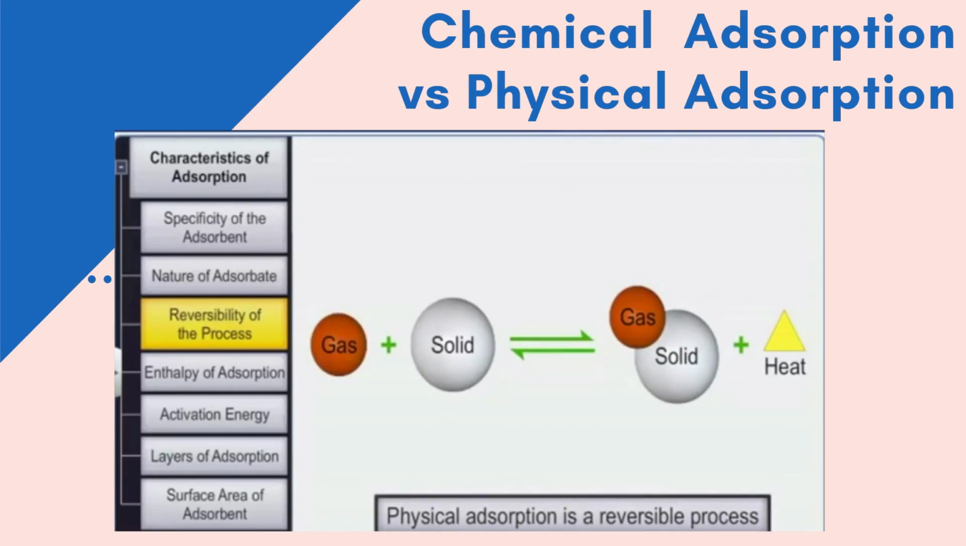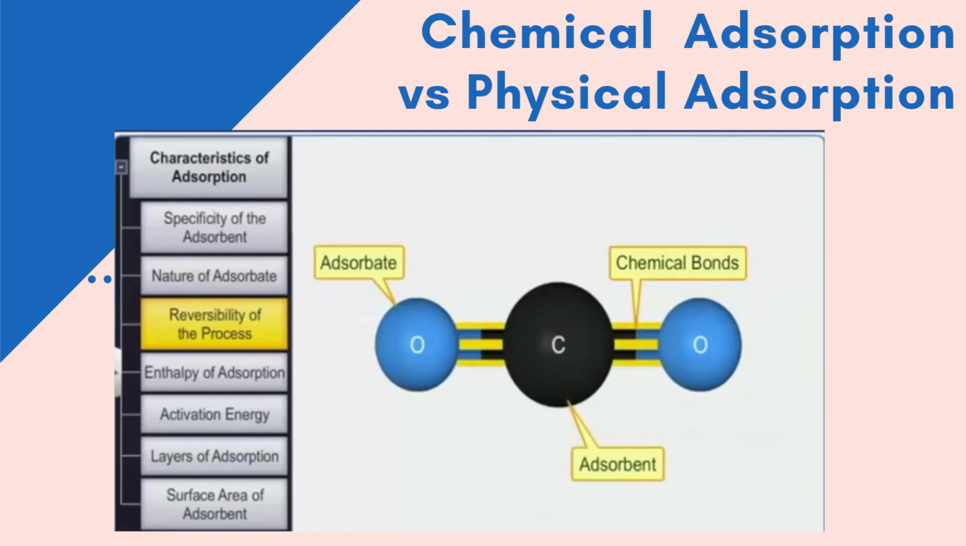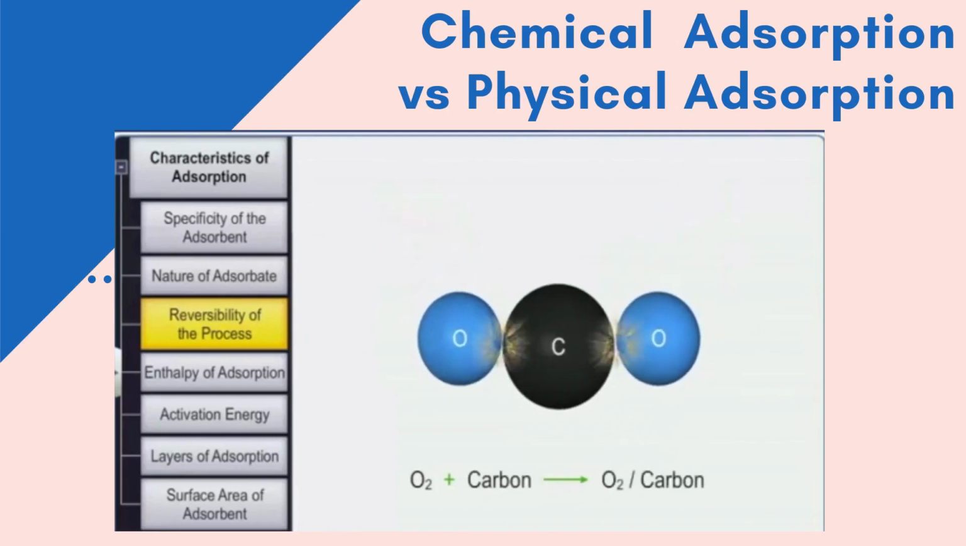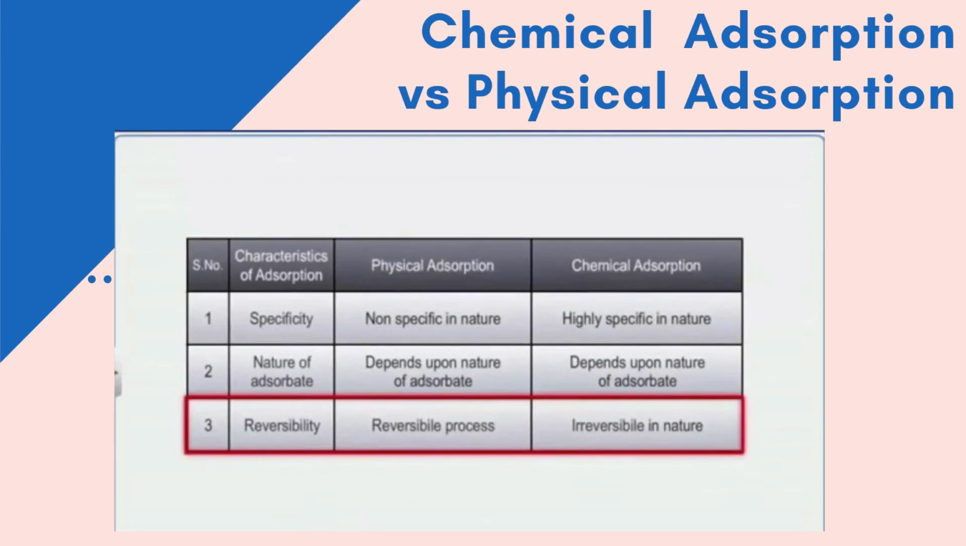However, during chemical adsorption, chemical bonds are formed between the adsorbate and the adsorbent molecules. For example, when oxygen is chemically adsorbed on carbon. To reverse this process, there is a need to free the adsorbed gas. However, the reverse process releases carbon monoxide or carbon dioxide instead of oxygen. Hence, chemical adsorption is irreversible in nature. Therefore, we can conclude that while physical adsorption is a reversible process, chemical adsorption is irreversible.